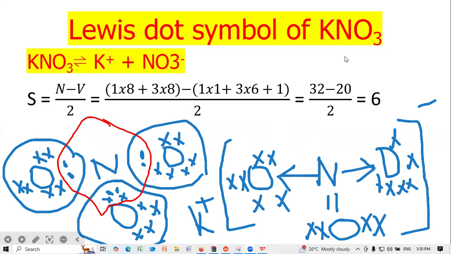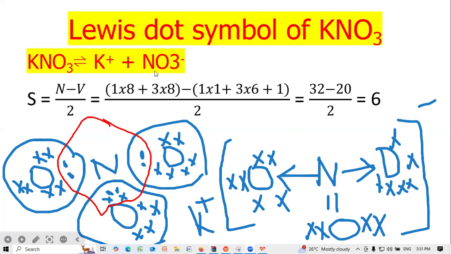Lewis dot symbol of ammonium ion. And we have the formula S equals N minus V over 2. This is the number of covalent bonds. That's why we should know that it applies only when the molecule has only covalent bonds. So consider, let us say, potassium nitrate. Potassium nitrate is not a covalent compound. This is an ionic compound. So there is an ionic bond between the potassium and the nitrate ions. So we dissociate the ionic or electrovalent bonds.